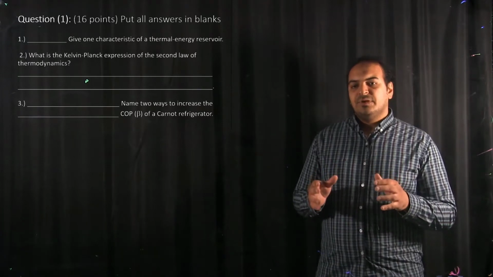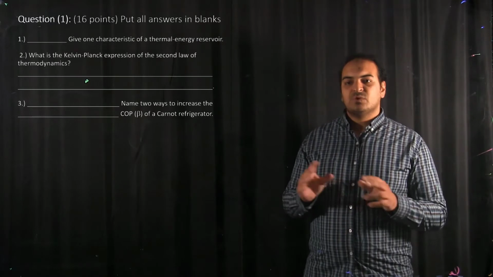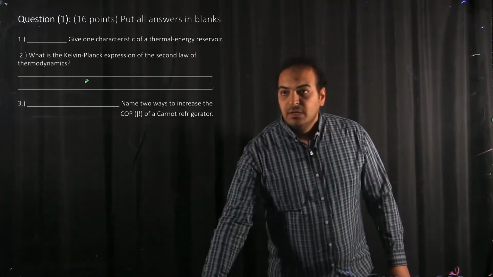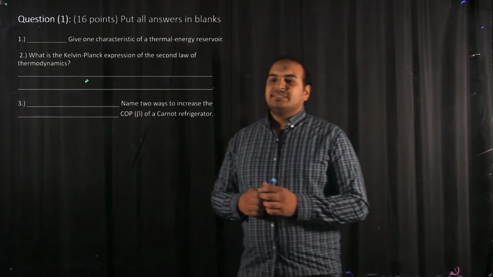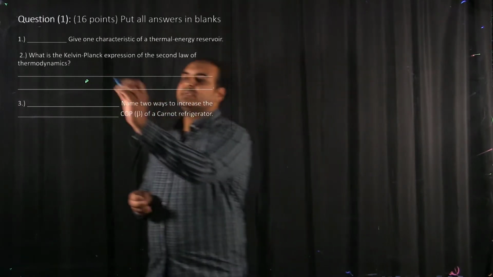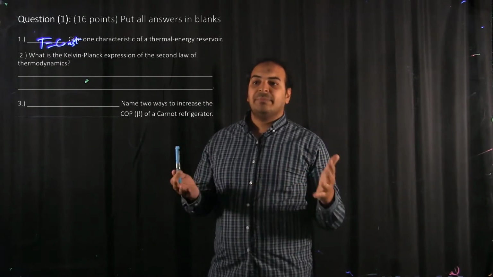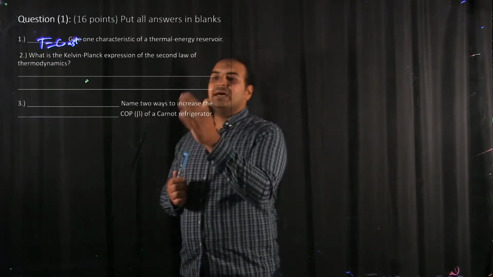In this sample midterm, we have 6 problems. Question 1 has 8 parts, just complete them. For example, the first one: give one characteristic of a thermal energy reservoir. You can say this is one characteristic, or the main characteristic: it has infinite capacity. Next, what is the Kelvin-Planck statement?